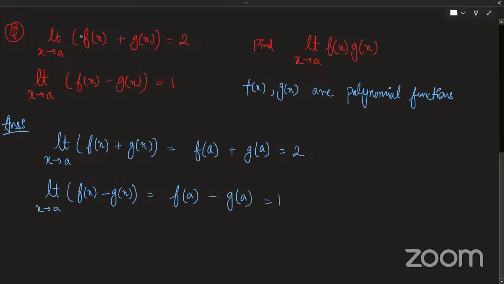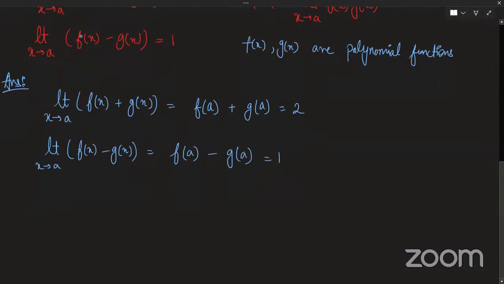So now can you help me calculate the value of f of a and g of a? I have two equations and two unknowns. Can we calculate the value of f of a and g of a? Okay. We'll get it by adding these and subtracting these. So I will get f of a is equal to 3 by 2, right? And g of a will be equal to half, right?